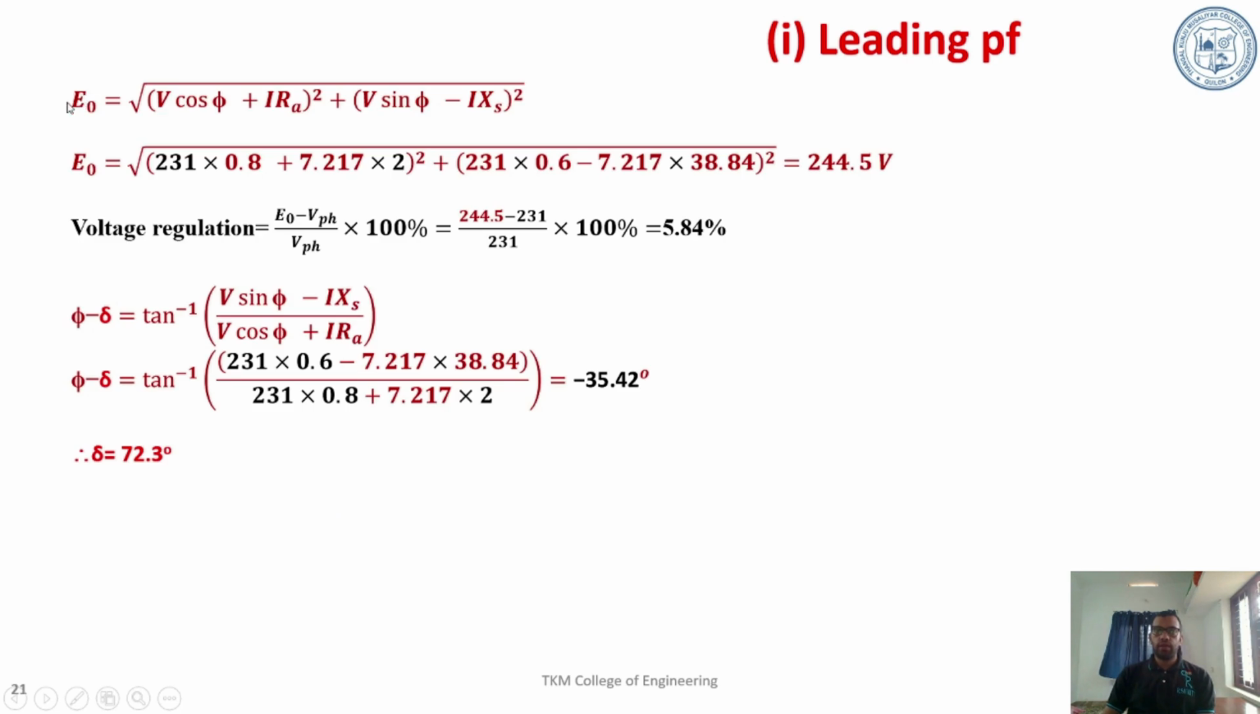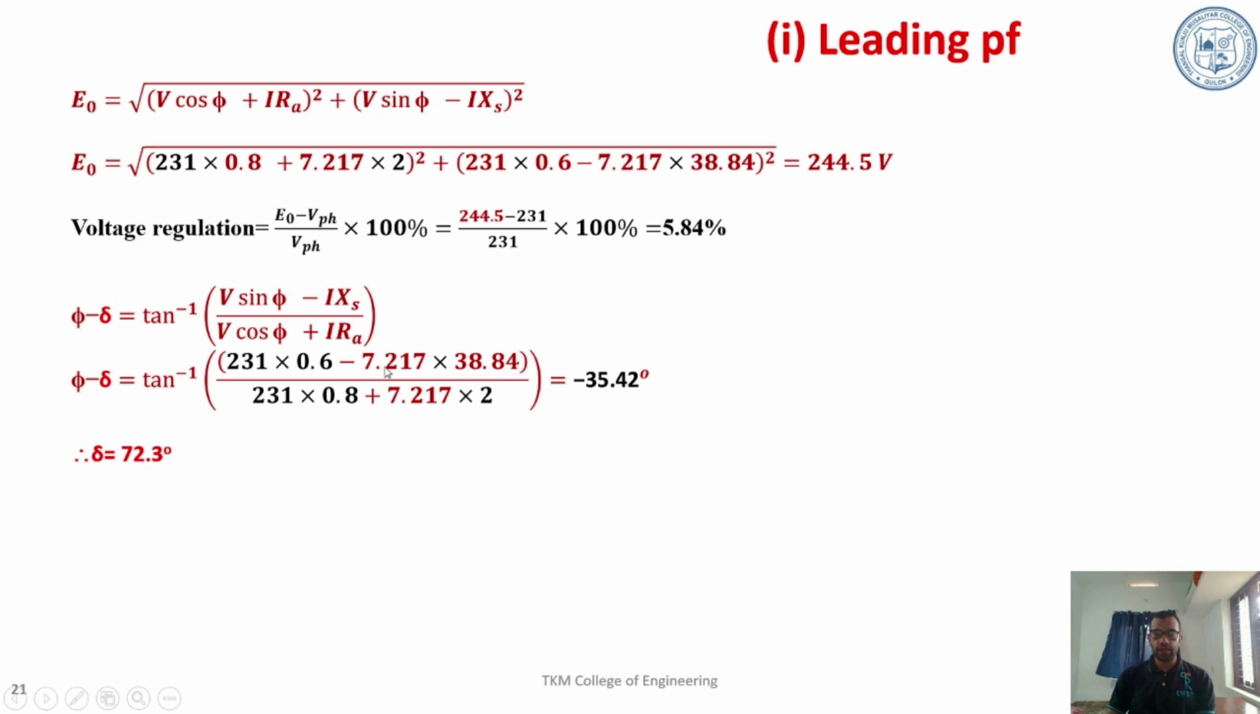E0 is the no load induced EMF, which can be calculated by means of this expression. Substituting all the given parameters, E0 is obtained as 244.5 volt. Substituting E0 and V, the voltage regulation is obtained as 5.84%. The angle between E0 and I is obtained by means of this expression, phi minus delta. Substituting the parameters, phi minus delta is obtained as minus 35.42 degree. So from this, load angle delta is obtained as 72.3 degree.